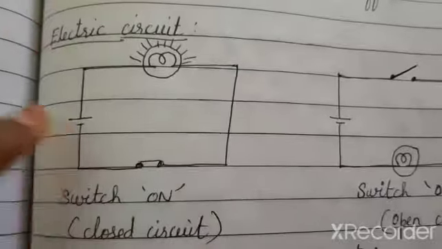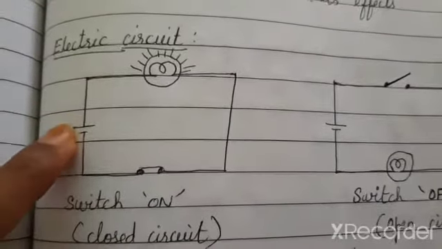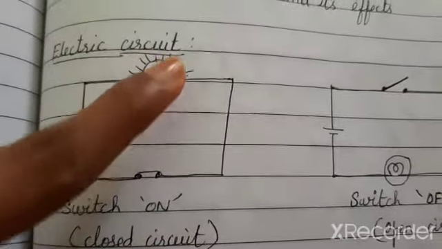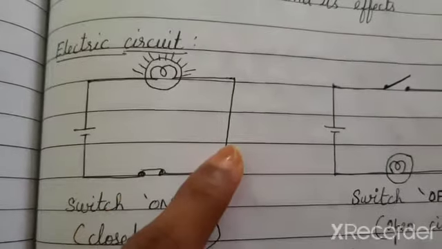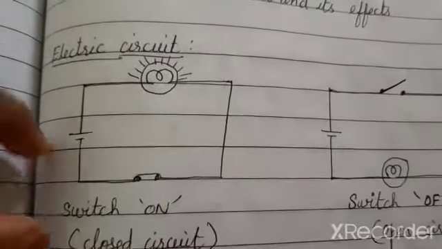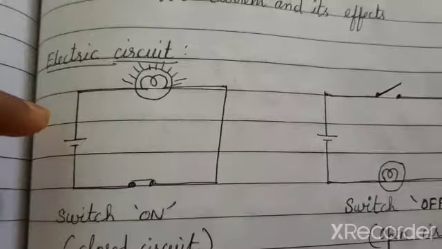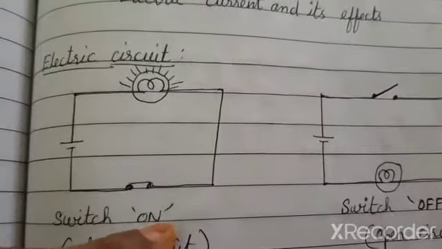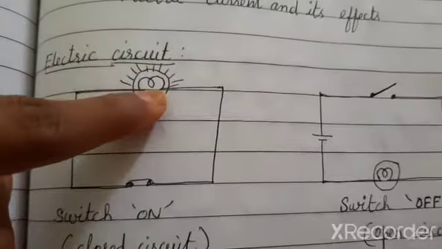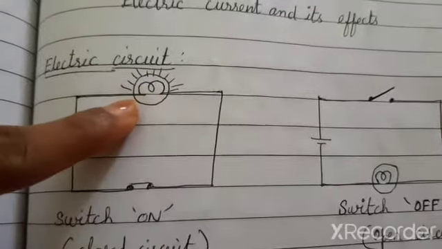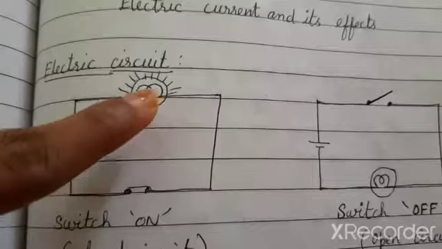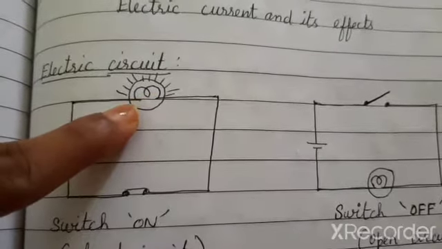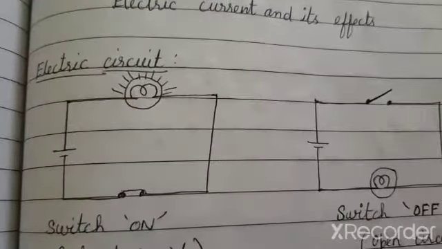So what are the components I have here? I have a cell, bulb, switch and the connecting wires. So where I have attached everything and given the proper connection, and when the switch is in on position, the current flows and the bulb glows. So this is the symbol which we use to represent a glowing bulb, right?